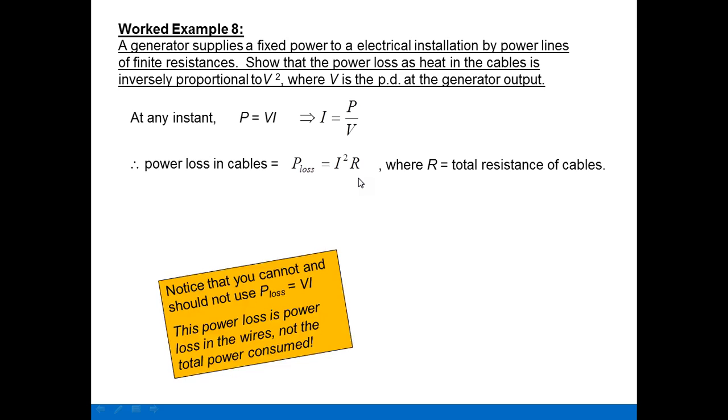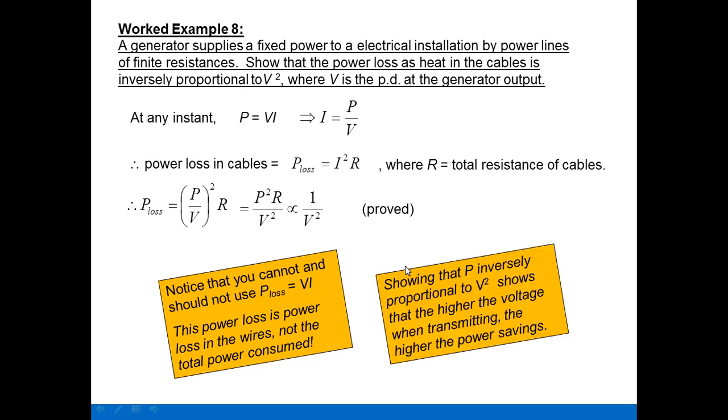Hence, the power loss is simply P over V here, squared, times R. Since the power of the power station is constant and the resistance of the wire is constant, we can say that power loss is inversely proportional to the square of the potential difference across the generator. This shows that power loss is inversely proportional to the square of the input voltage.